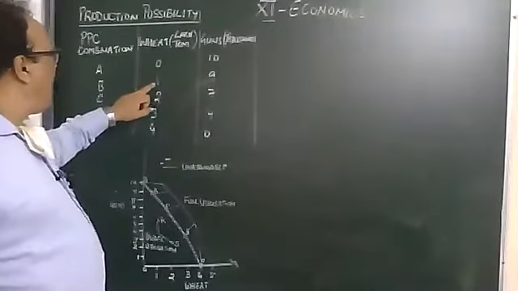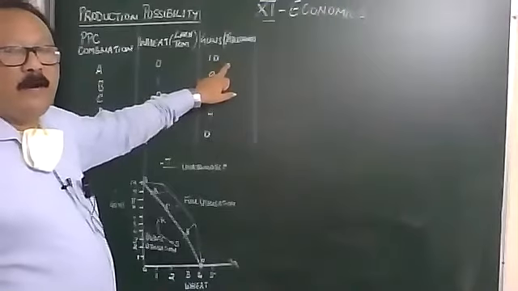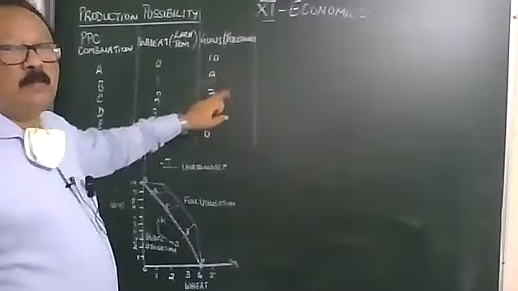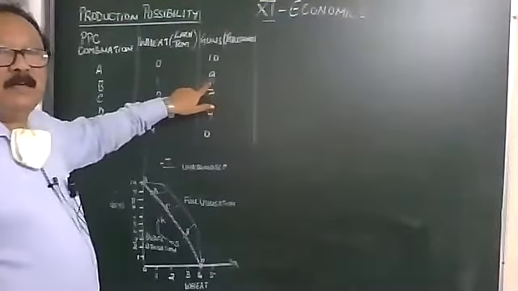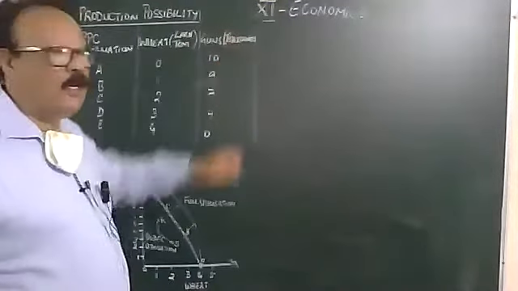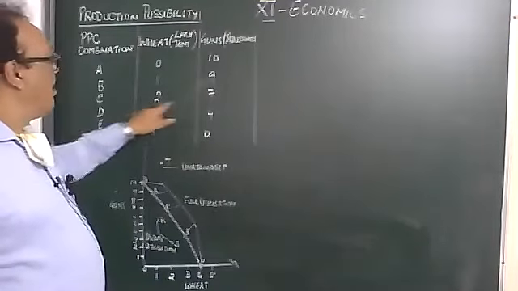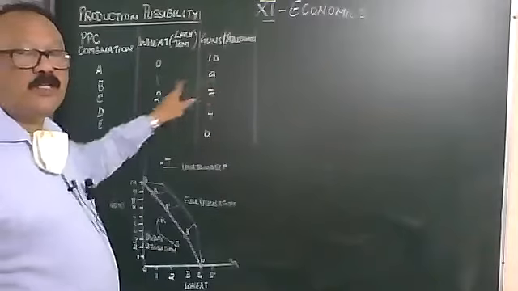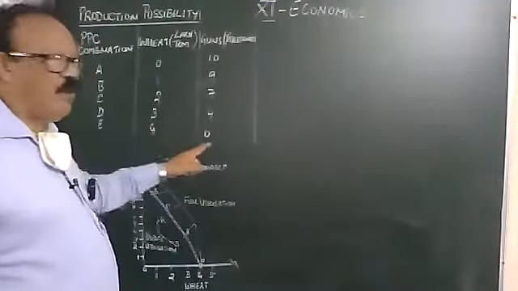When it wants to produce 1 lakh tons of wheat, what happens? It has to sacrifice some of the resources from there, and so now guns will be produced only up to 9,000 guns. In combination C, 2 lakh tons of wheat, again guns become less, because it has to be adjusted here. Similarly, when it is 3, it goes to 4, and then it goes to 0.